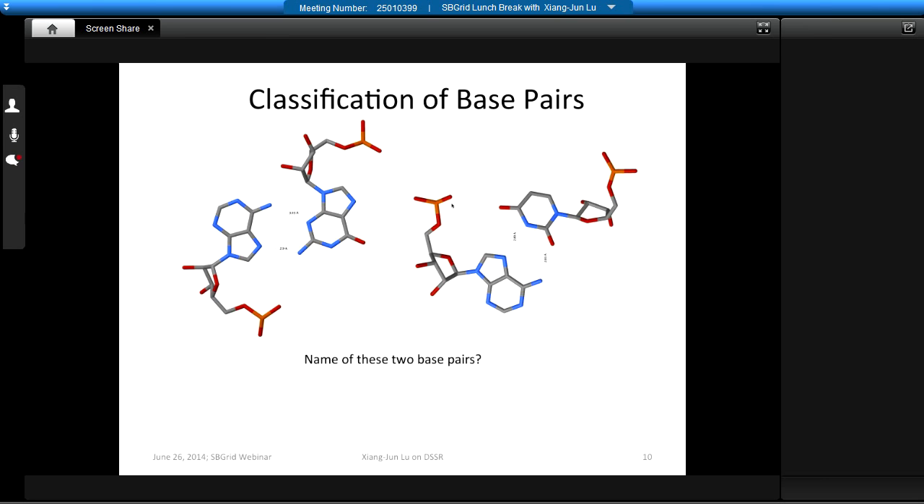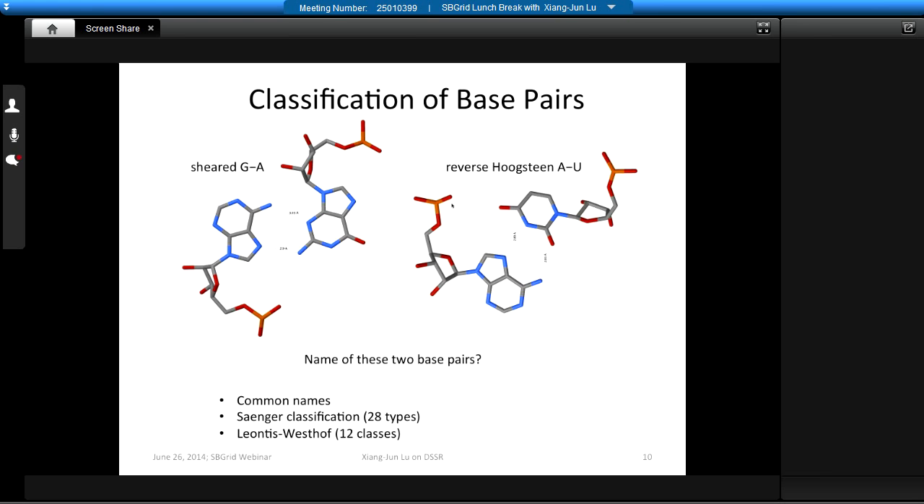So here are two very common examples of base pairs. Just look at them for a few seconds to see whether you can recognize them by name. Okay, if you got the right answer, the left one is the so-called sheared GA, and the right one is a reverse Hoogsteen AU. If you got the right answer, just give yourself a big hand. If not, don't worry, because DSSR can do this work for you.